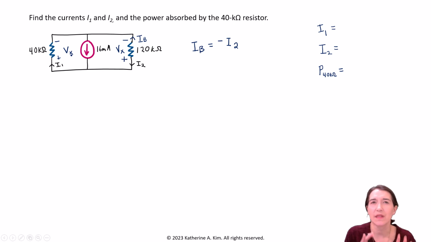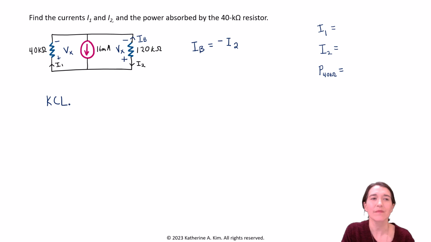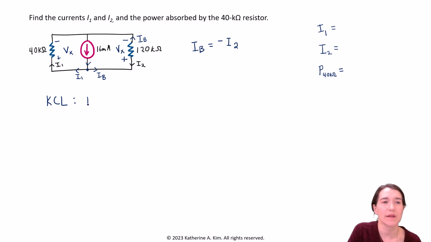Okay? So now with this setup, I'm going to apply Kirchhoff's current law and write an equation for it. So let's apply Kirchhoff's current law here. We're going to look at this node and look at the current coming into it, 16 milliamps. And then I've redefined it. I'm going to look at IB, and I'm going to write that here, IB here, and here is going to be I1. So if we write out Kirchhoff's current law, it's going to be 16 milliamps equal to I1 plus IB.